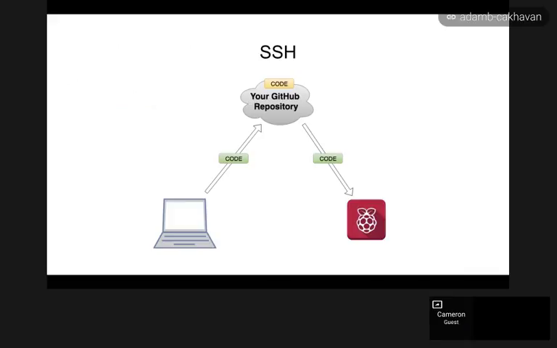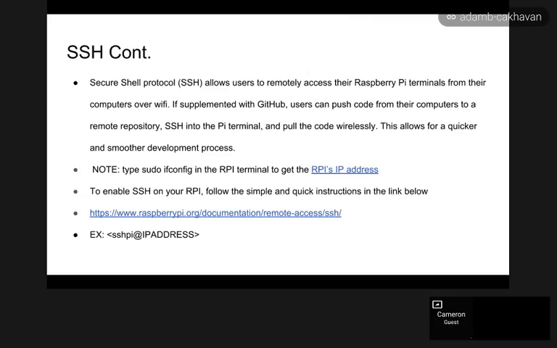Now, the next step would be setting up what's called Secure Shell Protocol, or SSH. And what SSH is, it's a little protocol that allows users to remotely access their Raspberry Pi terminals from their computers anywhere in the world. And the benefit of that is that we don't have to have a cable to connect to our Raspberry Pi. We don't have to take out the SD card, put a program in it. We don't have to do any of that.